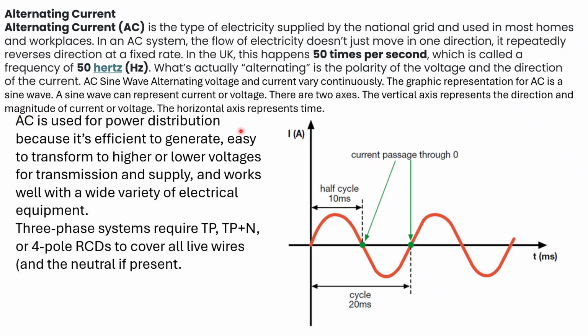AC is used for power distribution because it is efficient to generate, easy to transform to higher or lower voltages for transmission and supply, and works well with a wide variety of electrical equipment. Three-phase systems require TP, triple pole, TPN, triple pole and neutral, or four-pole residual current devices to cover all live wires and of course neutral if present.